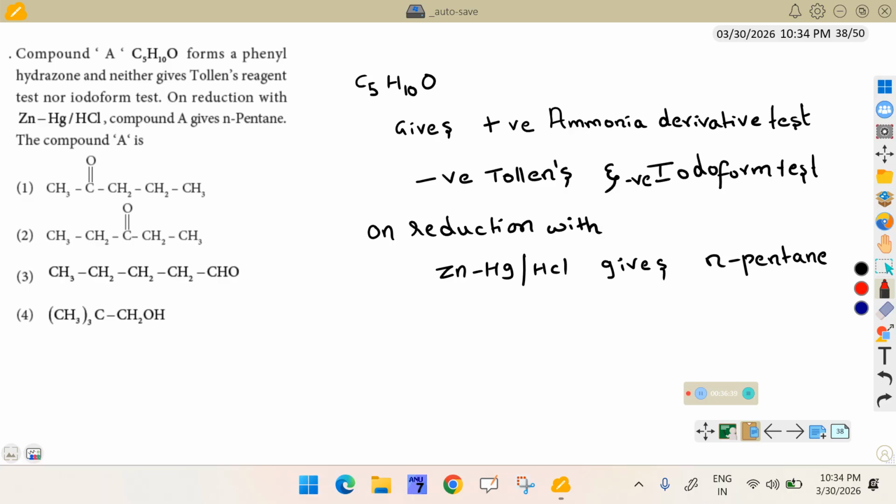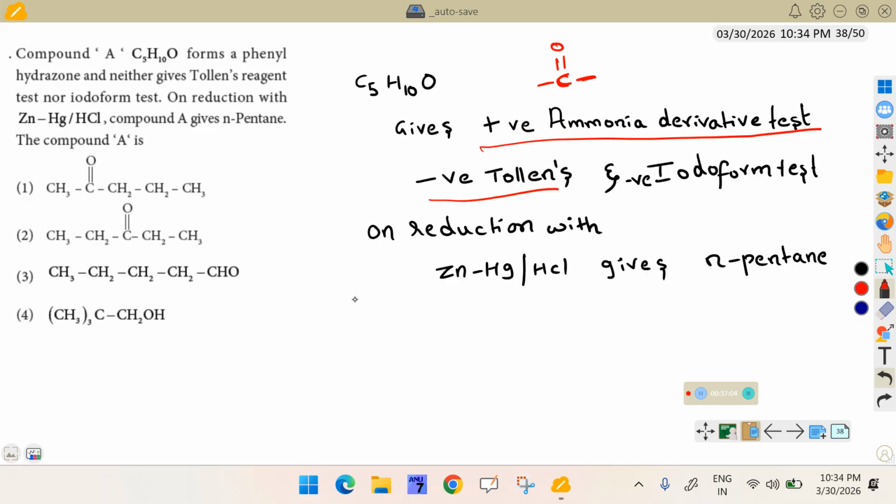Compound A, C5H10O, forms a phenyl hydrazone. That means it gives a positive ammonia derivative test, which means a carbonyl group is present. But it gives a negative Tollens test.